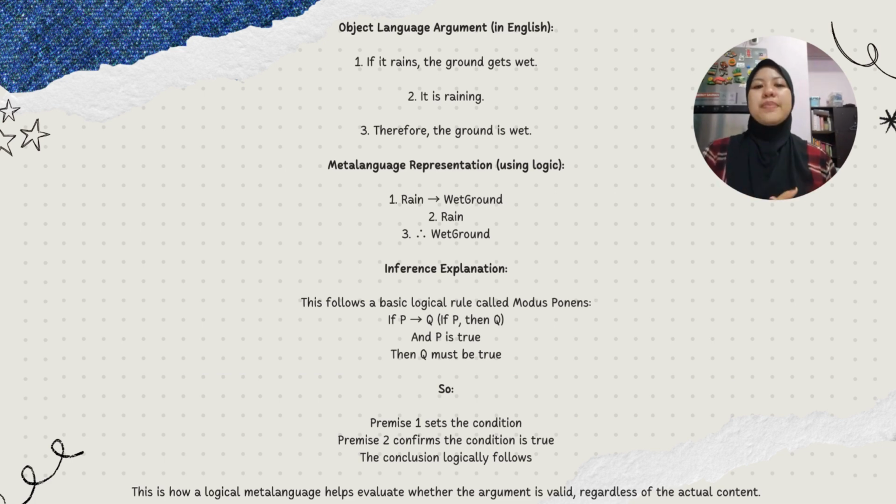The next key aspect is inference and argumentation. Logical meta-language also helps us with inference. For example, the first premise: if it rains, the ground gets wet. The second: it is raining. The third: therefore, the ground is wet. In logic, this is called modus ponens. We write it as rain implies wet ground. So, it's a clear and structured way to test if arguments are valid or not.